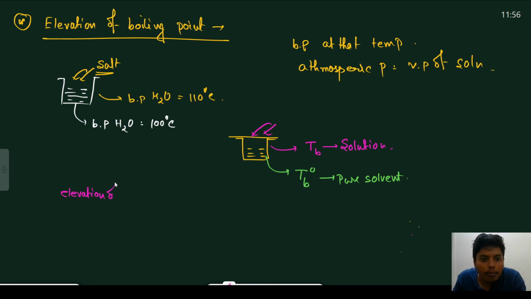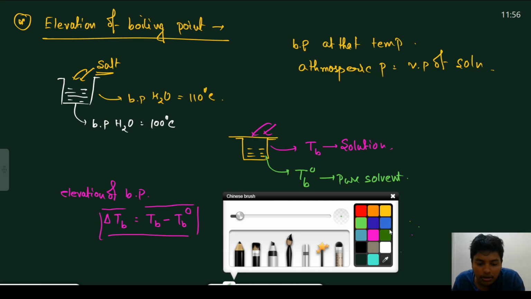So how much is the elevation of boiling point? I can write delta TB is equal to solution minus pure solvent. Yes or no? This thing understood? Delta TB is equal to TB minus TB naught.